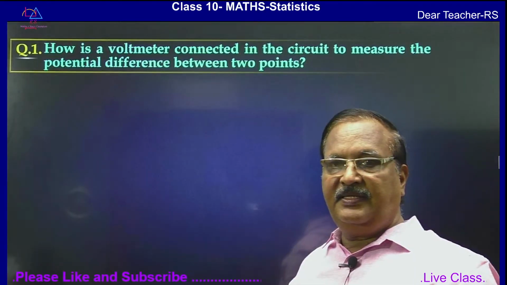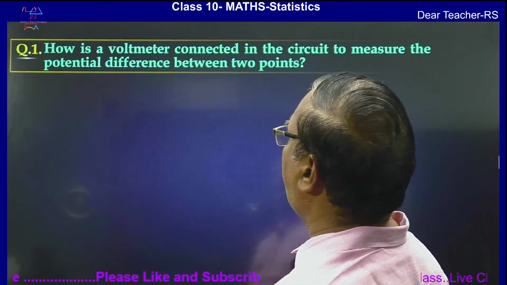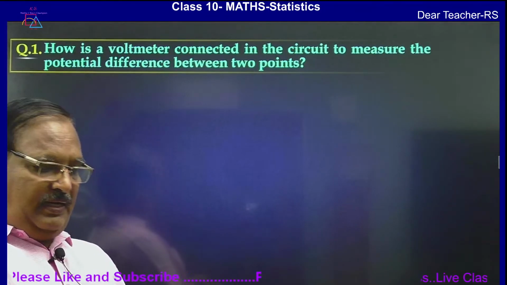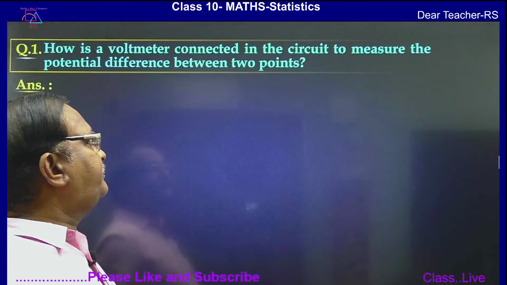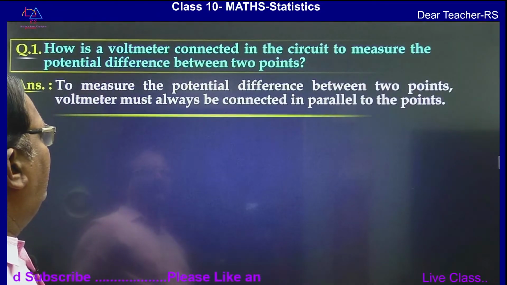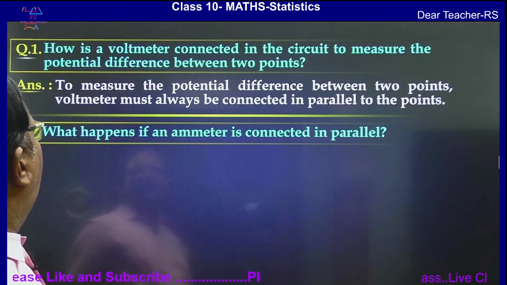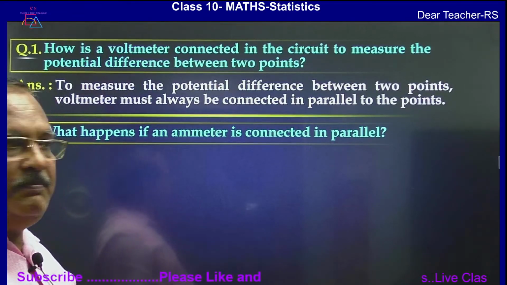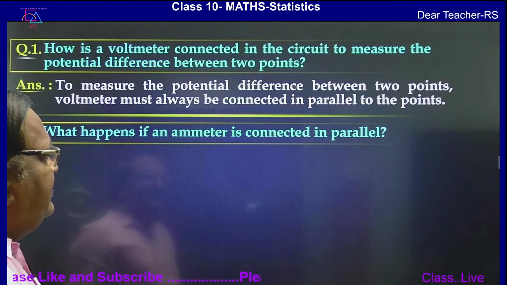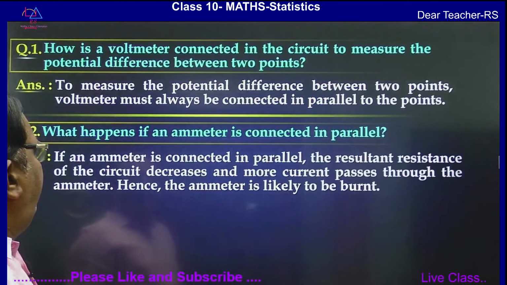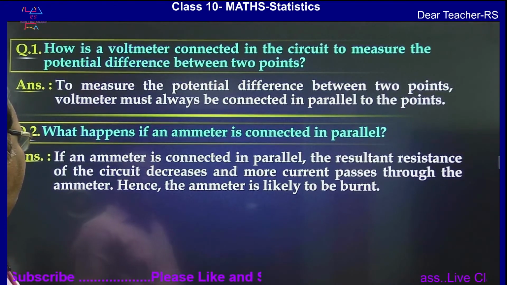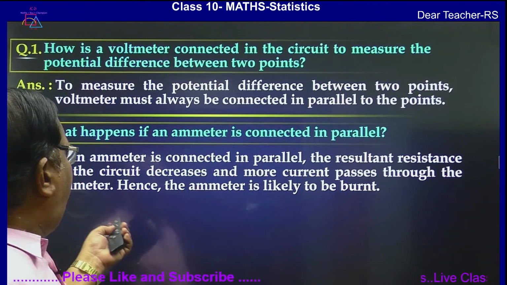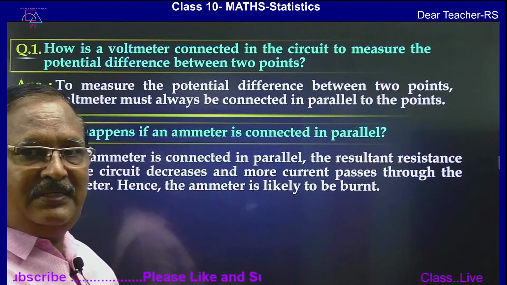How is a voltmeter connected in the circuit to measure the potential difference between two points? This is one task. Okay. Let us understand the task. To measure the potential difference between two points, the voltmeter should always be connected in parallel. What happens if the ammeter is connected in parallel? Okay. If the ammeter is connected in parallel, the resultant resistance of the circuit decreases and more current passes through the ammeter, hence the ammeter is likely to be burnt.